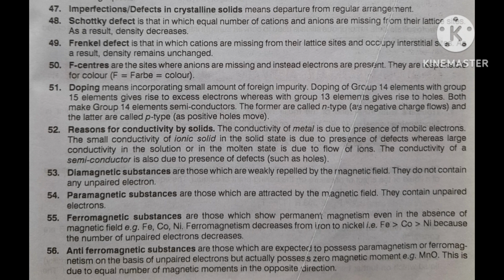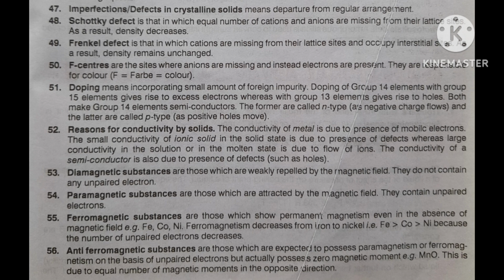The cation mass is there, the anion mass is there, so there will be less mass. Mass will be less, volume will be as it is. That's why density will decrease. Volume is the same, but mass decreased in comparison to the earlier. That's why density decreases. Question is asked. Then this is called Schottky defect.